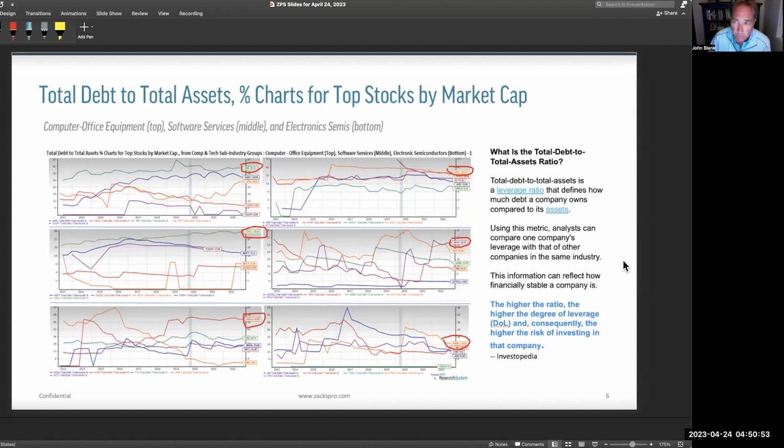Here we got total debt to total assets. Now, over here, I put what the total debt to total asset ratio is. The higher the ratio, the higher the degree of leverage, and consequently, the higher of risk of investing in a company. So this is a bearish metric. Those at the top of this slide are things to be worried about. So let's go through the names. IBM, Oracle, Avago, Infineon, of course, Intuit, and Western Digital. So again, if you're looking for bearish signs, over-levered companies, you've got these names: IBM, Oracle, Avago, Western Digital, Intuit, and Infineon. Let's go to the next one.